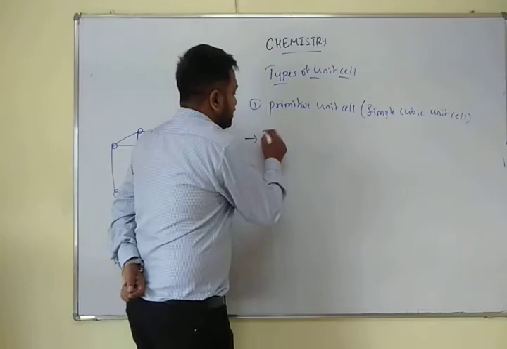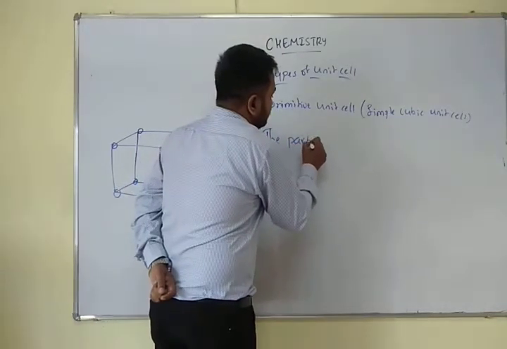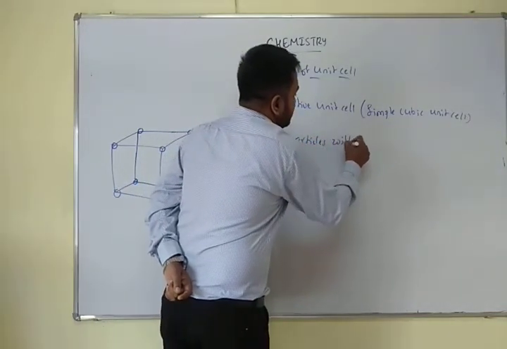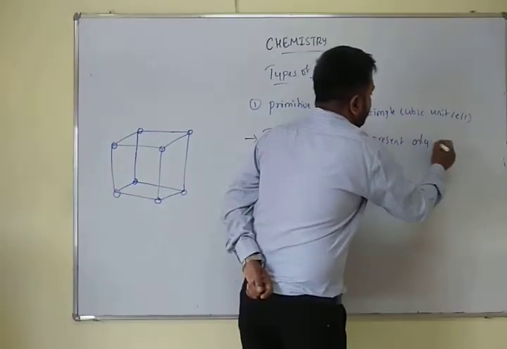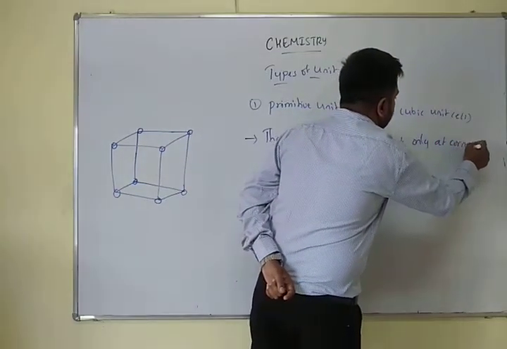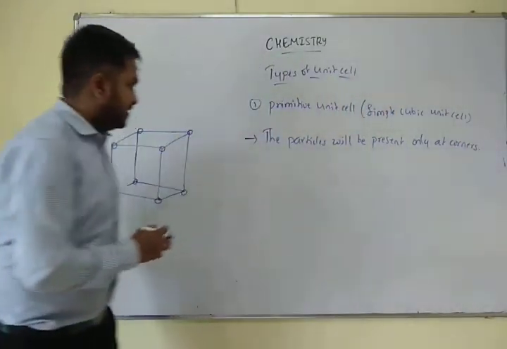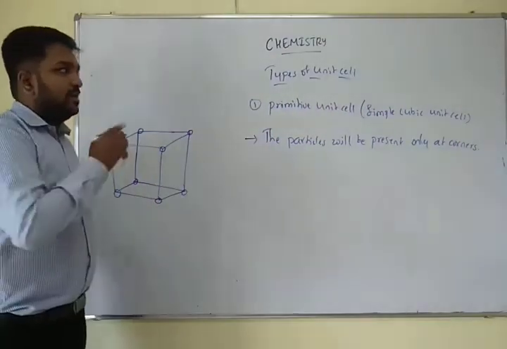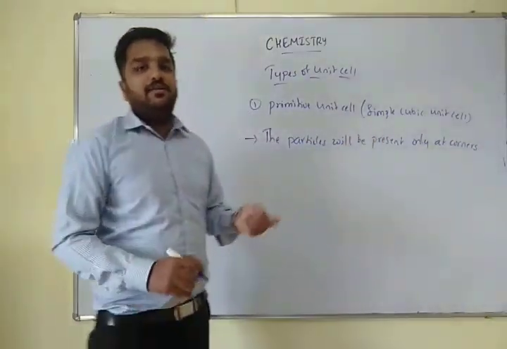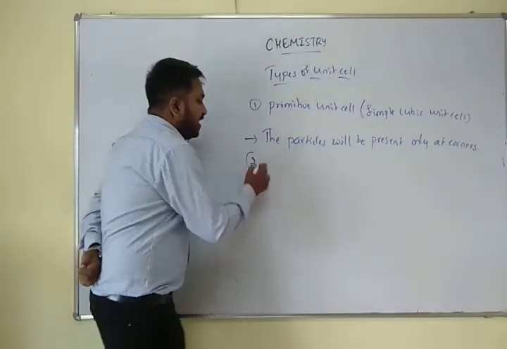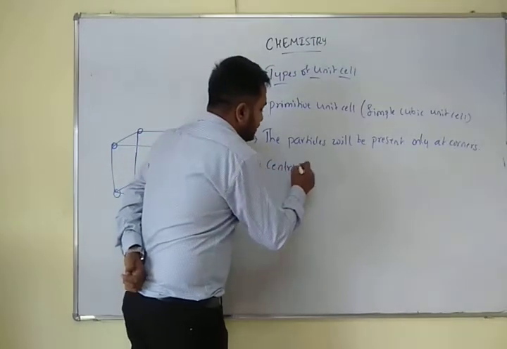In this type of unit cells, the particles will be present only at corners. They do not present anywhere else except the corners. So these type of unit cell we call it as primitive unit cell or the simple cubic unit cell. The second type we have centered unit cell.